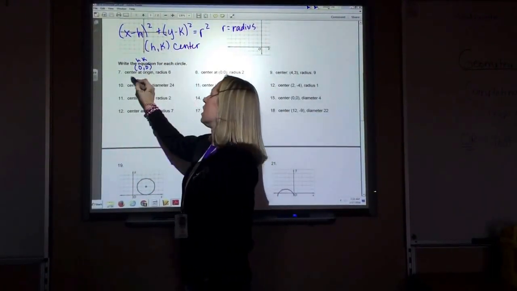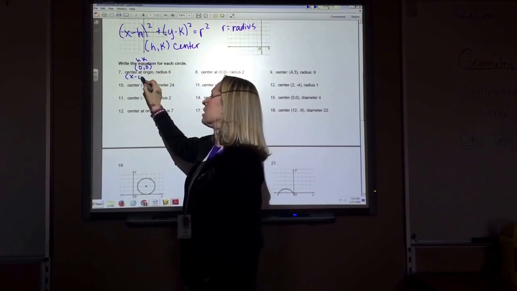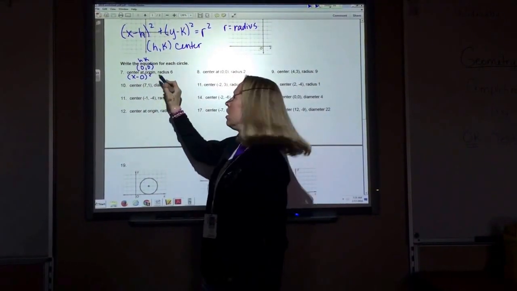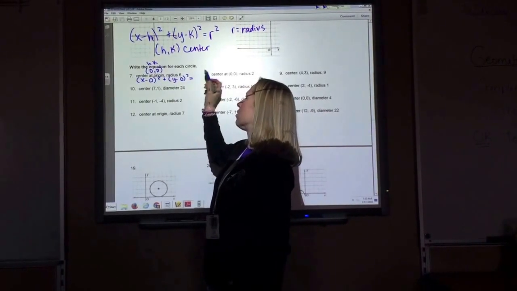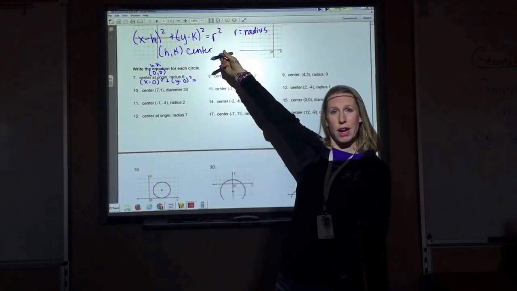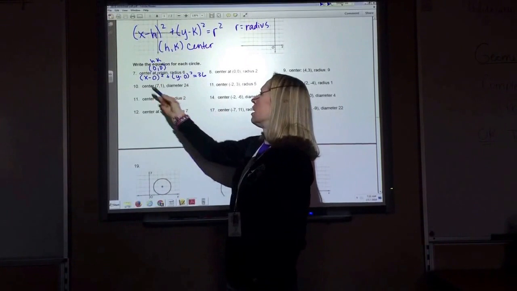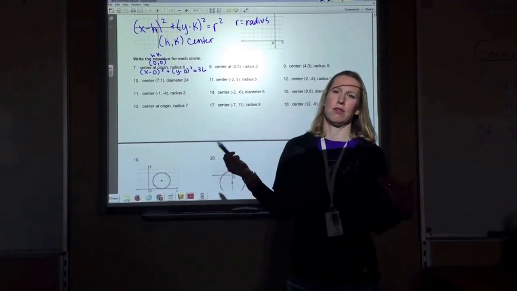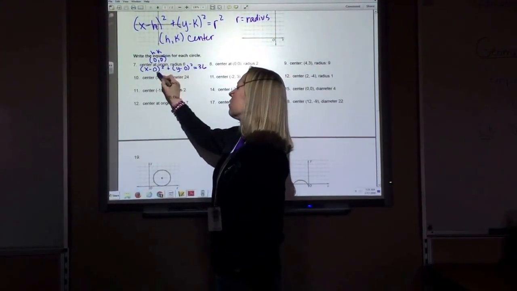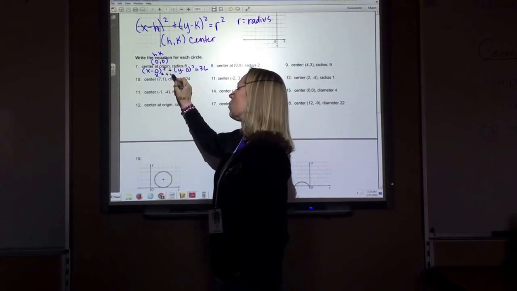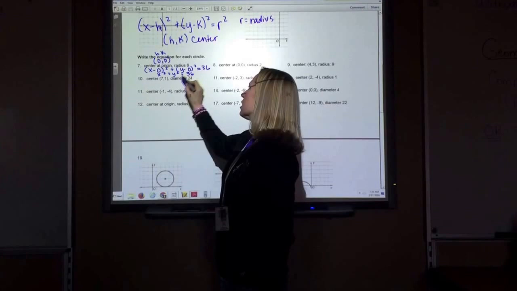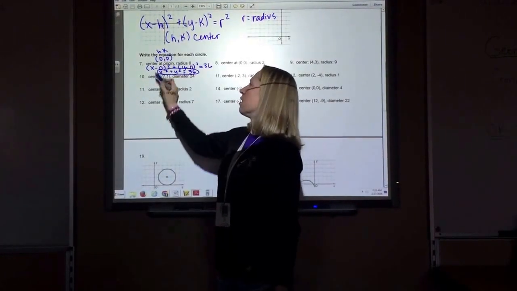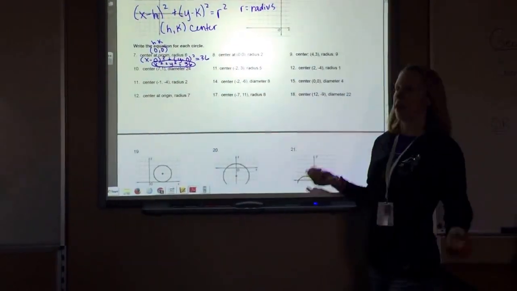So when I plug it in, I would have (x - 0)² + (y - 0)² = 6², which is 36. Now, x minus 0 is really just x. So you could rewrite that as x² + y² = 36, because y minus 0 is just y. And then that's your final answer, no solving from there.